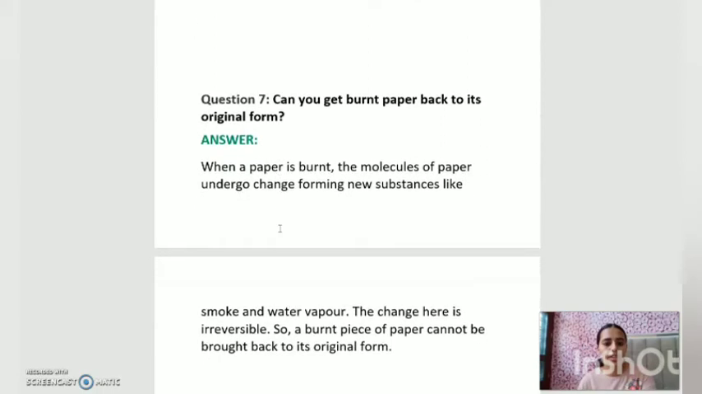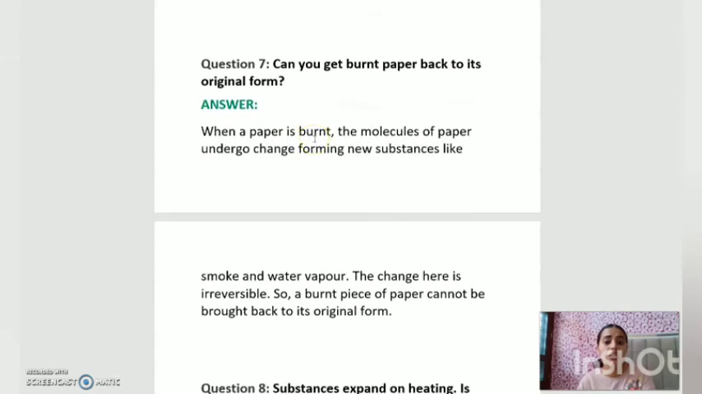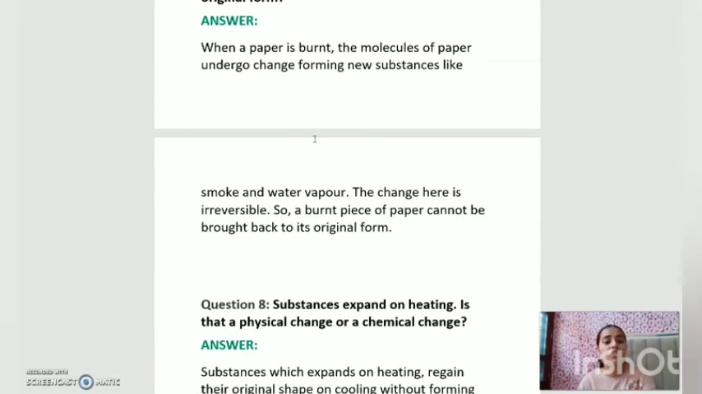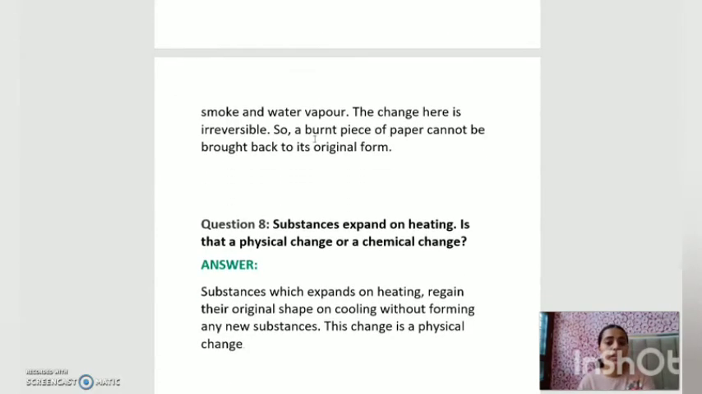Moving further, question number 7. Can you get burned paper back to its original form? Once paper is burned, students, can you get it back? When paper is burned, the molecules of paper undergo changes, forming new substances like smoke and water vapor. The change here is irreversible. It cannot be reversed back, students. So a burned paper cannot be brought back to its original form, right?